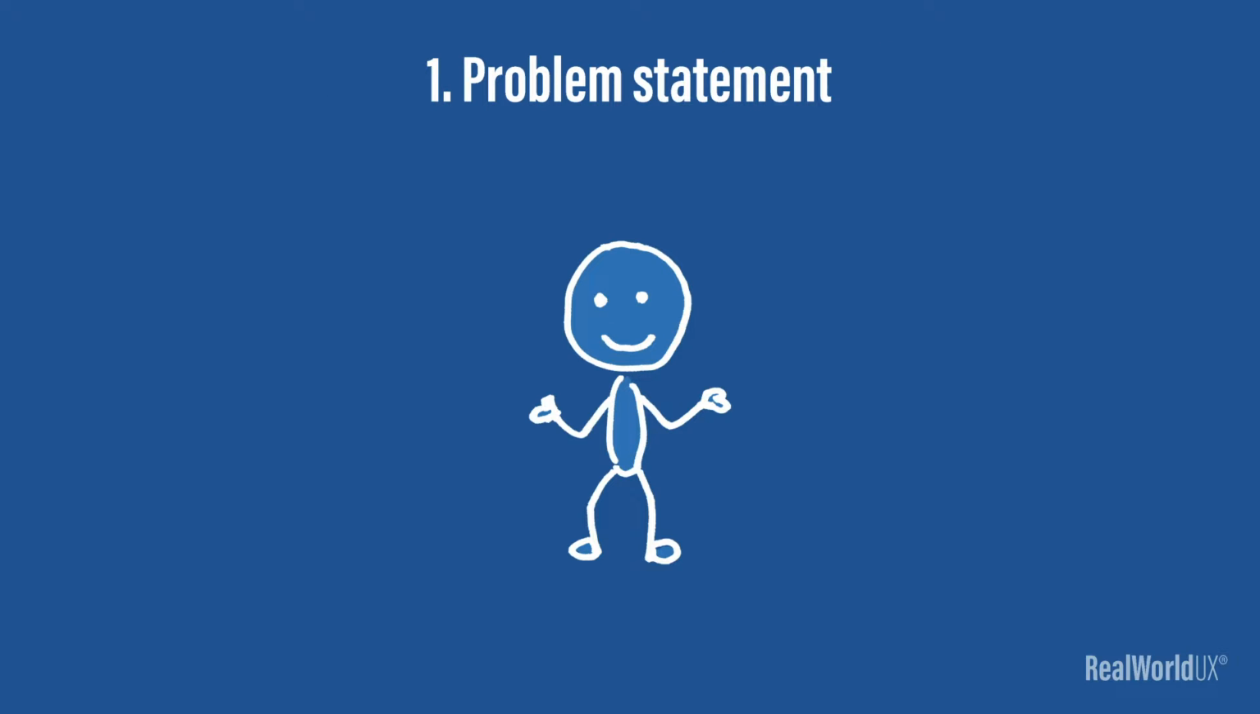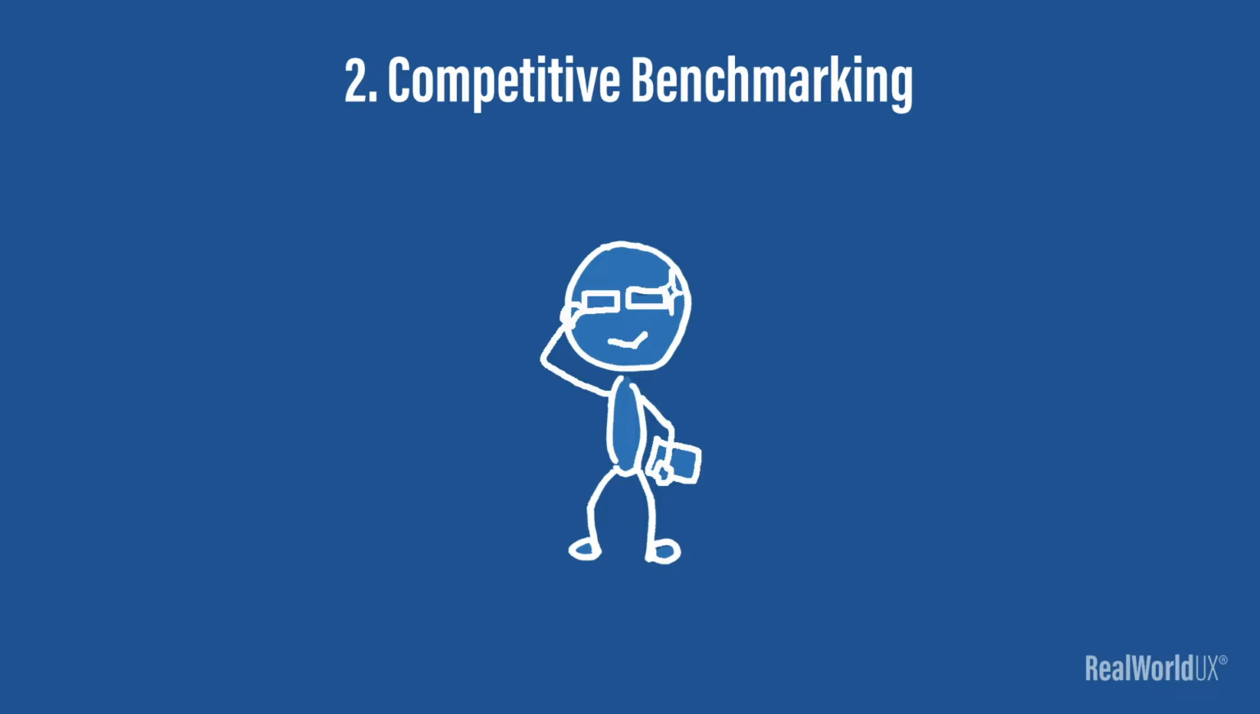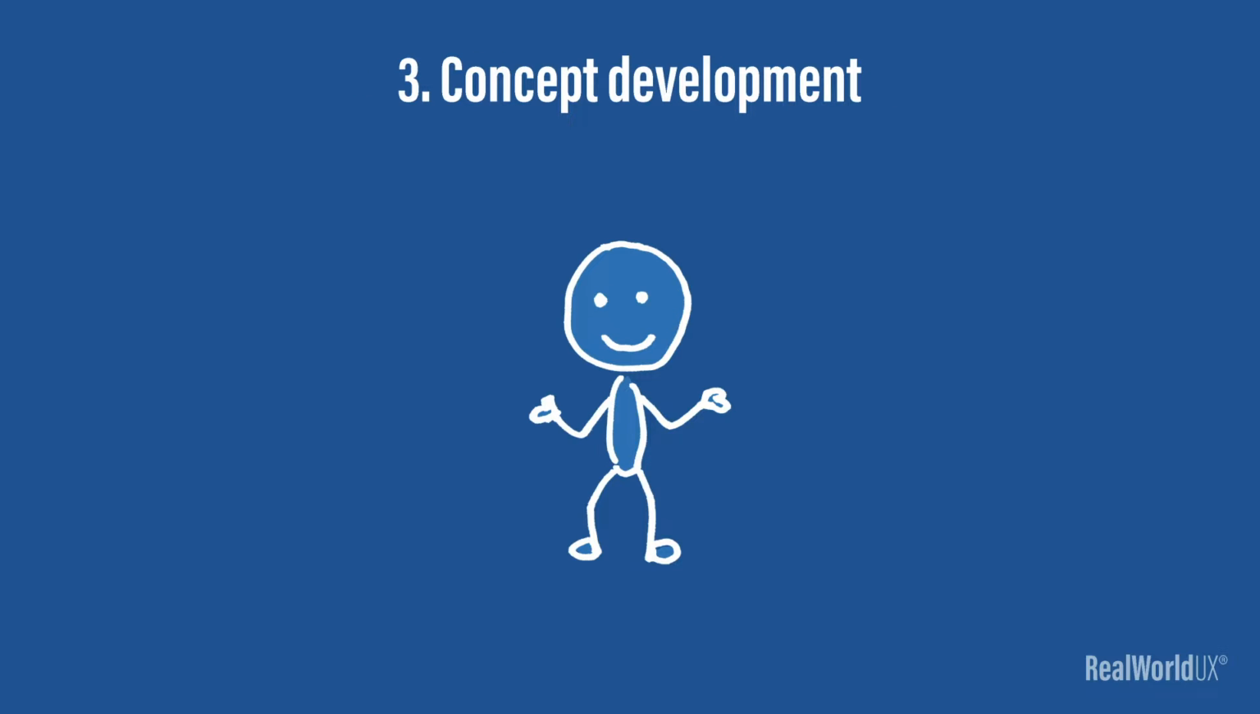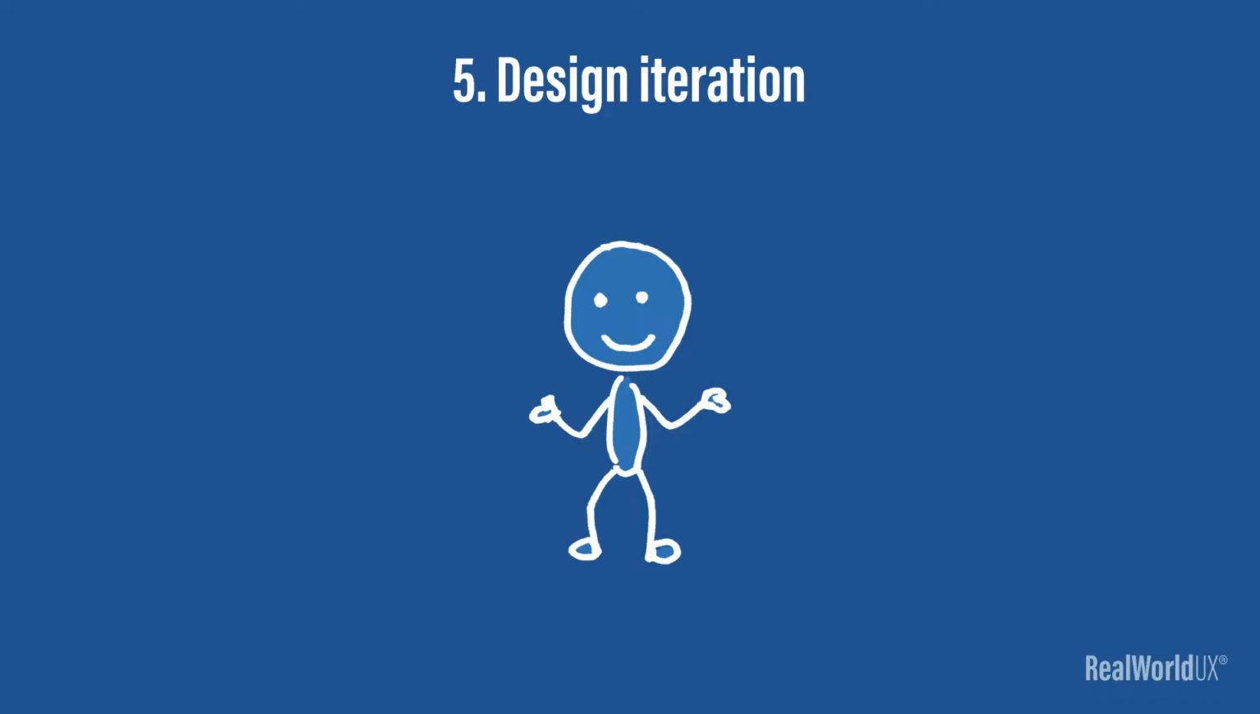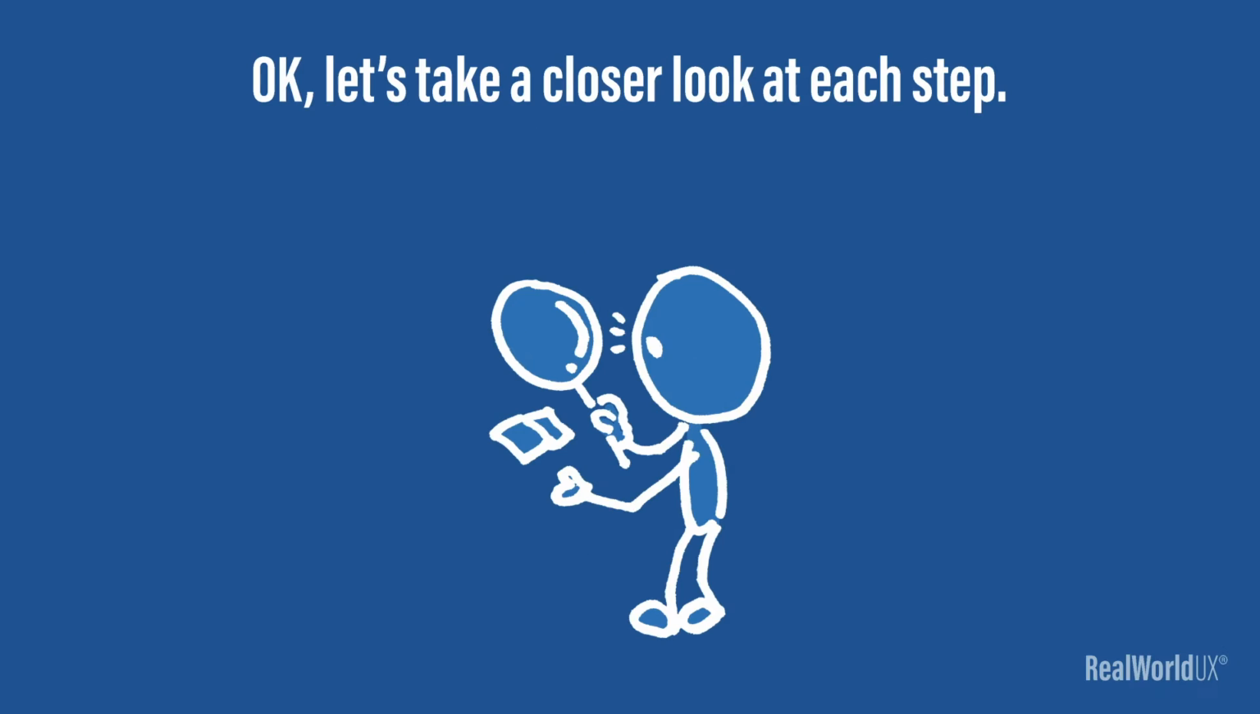Number 1. Problem statement. Number 2. Competitive benchmarking. Number 3. Concept development. Number 4. User test. Number 5. Design iteration. It's simple enough, right? Okay, let's take a closer look at each step.